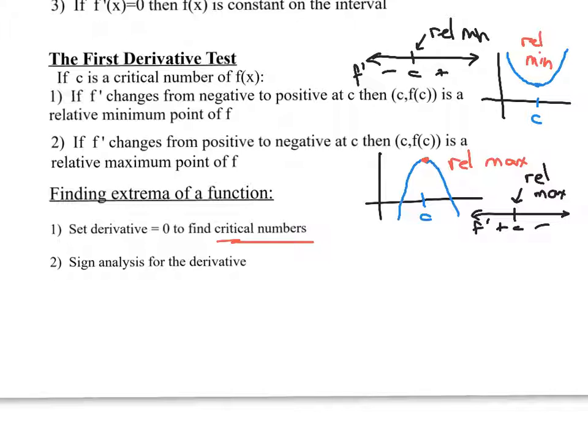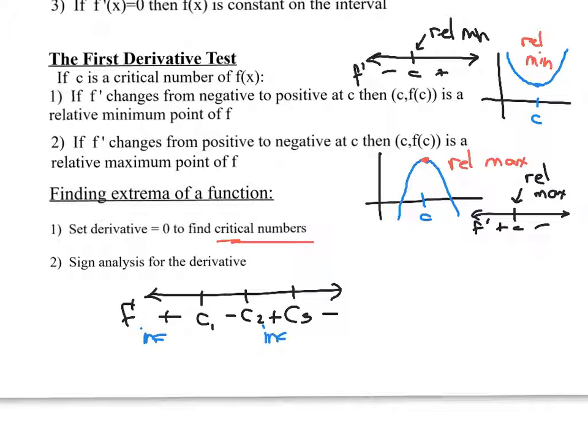Once we find those critical values, we will set up a number line. And on our number line, we will put any critical values. I'll call them C1, C2, C3. I will pick test points in between these numbers, and I will decide if the derivative is positive or negative in between. Any place where the derivative is positive, that's going to give me an increasing portion of my function. Any place where my derivative is negative, that's going to give me a portion of my function that's decreasing.